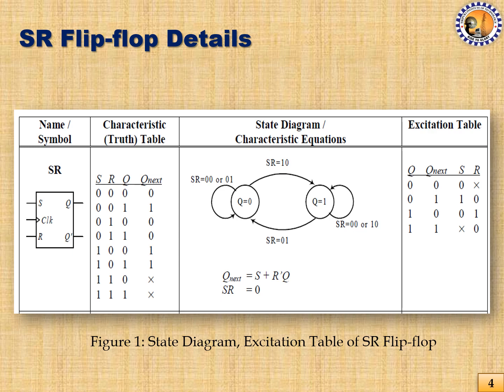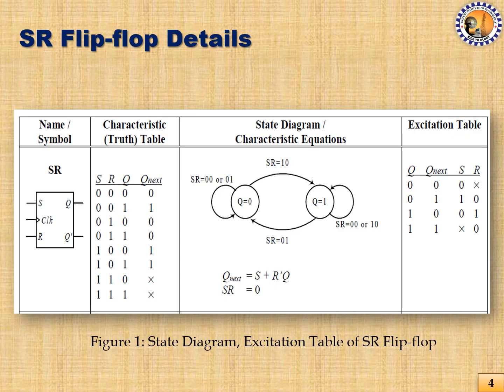The next one is the reset condition where S is equal to 0 and R equal to 1. So the present state, whether it is 0 or 1, doesn't matter. The next state will be 0. This is true for the reset condition. Similarly, when we apply the set condition at the input, that is S equal to 1 and R equal to 0, irrespective of the present condition, the flip-flop will migrate to or remain in the set state, that is Q equal to 1.